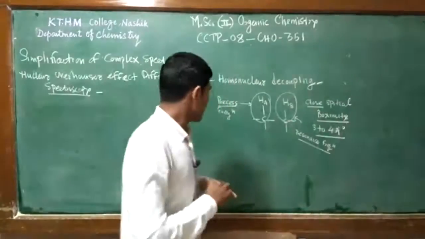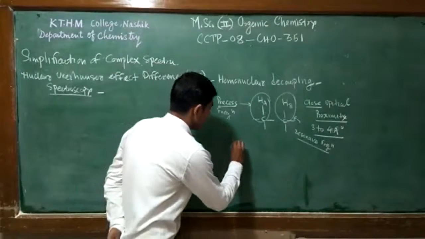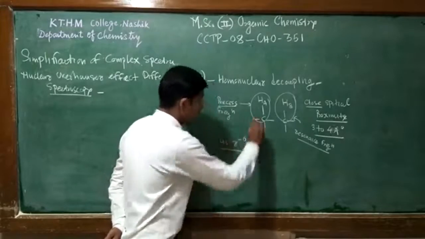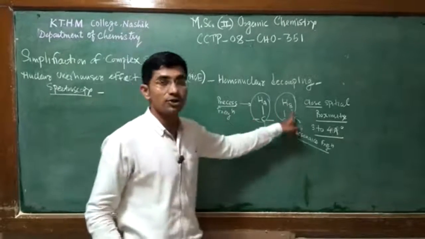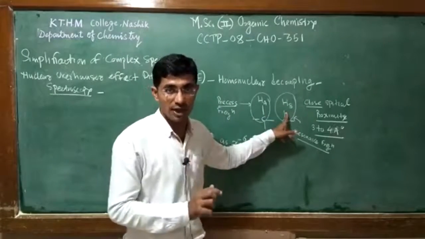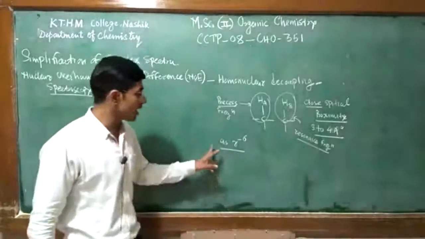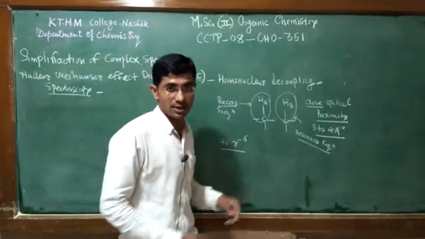This effect decreases as r to the power minus 6. Here r is the distance between the two interacting nuclei. So this effect decreases as r to the power minus 6.